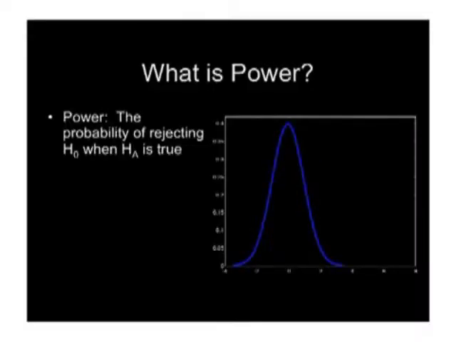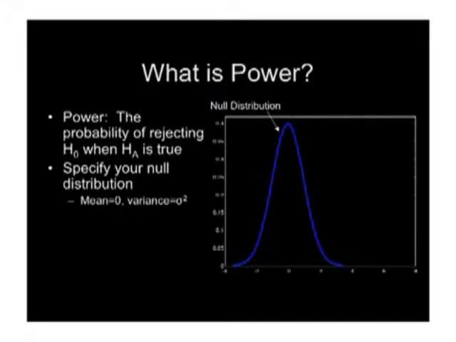Okay, I'm just going to quickly define power. The definition of power is the probability of rejecting the null hypothesis when the alternative is true. So the first thing you need to do when you want to do a power analysis is you need to specify your null distribution. You can see this distribution is centered at 0, because typically our null hypothesis is to test whether a parameter is equal to 0 or not. And this distribution also has some variance associated with it. It's important for the power analysis that we know what that variance is.